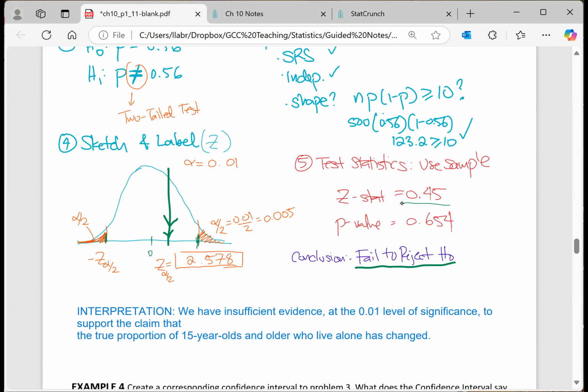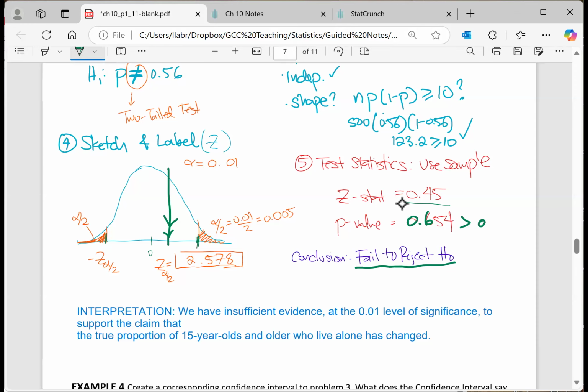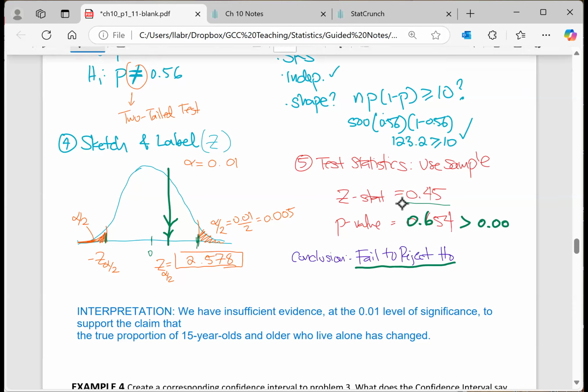You can also do it by p-value. Note the p-value of 0.6 is bigger than 0.001. The p-value is nice because it's a probability, and this basically shows that our sample is not unusual. It's totally expected under the null hypothesis.